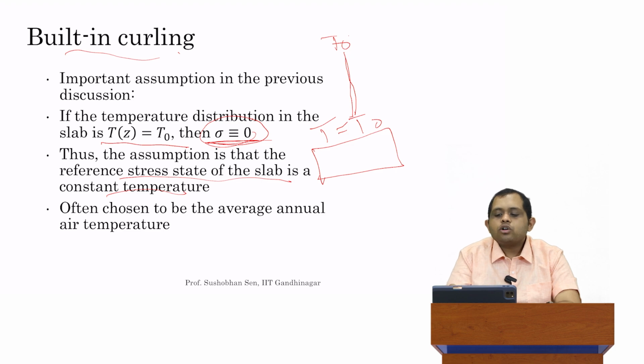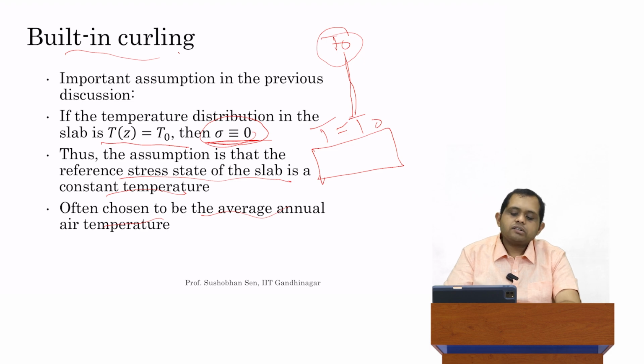And what value of T naught? So far, I never actually defined the value of T naught, and to be fair, it doesn't actually make too much of a difference for the analysis we've done so far. What is the value of T naught we should use? In general, in practice, the average annual air temperature is used. There is no good reason why this is the case.